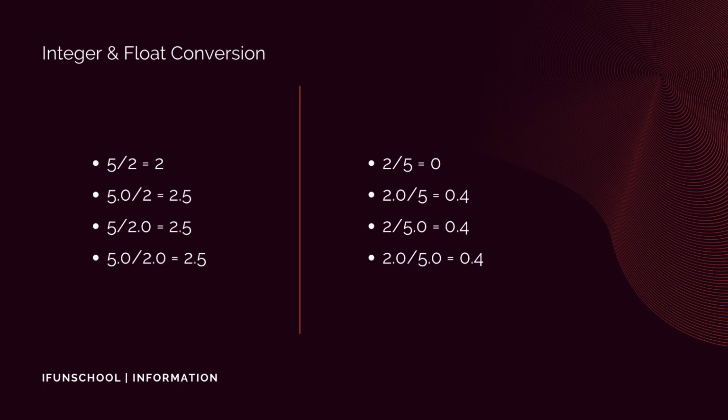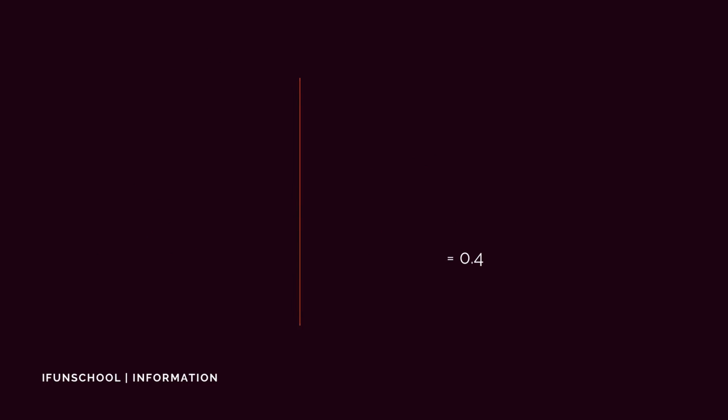In the first example, 5 and 2 are integers and the arithmetic operation between them is division, and the result is an integer. In the second and third examples, one of them is an integer and the other one is a real value, so the result is a real value. In the last example, both operands are real values, so the result is a real value.